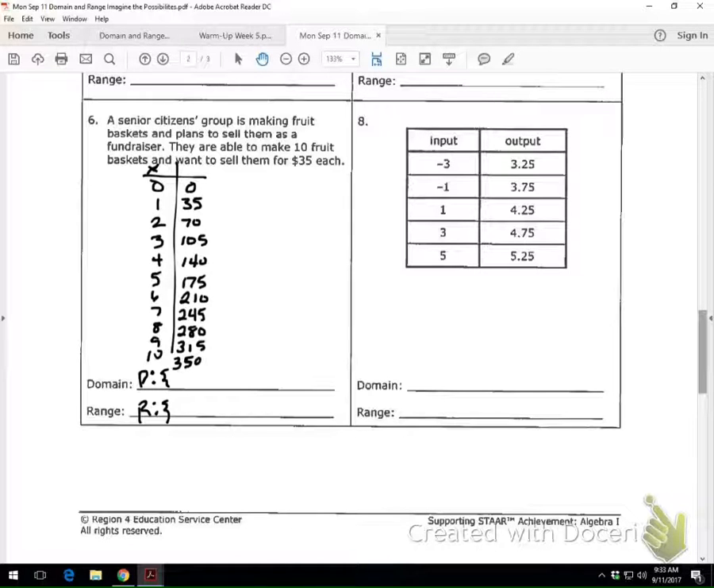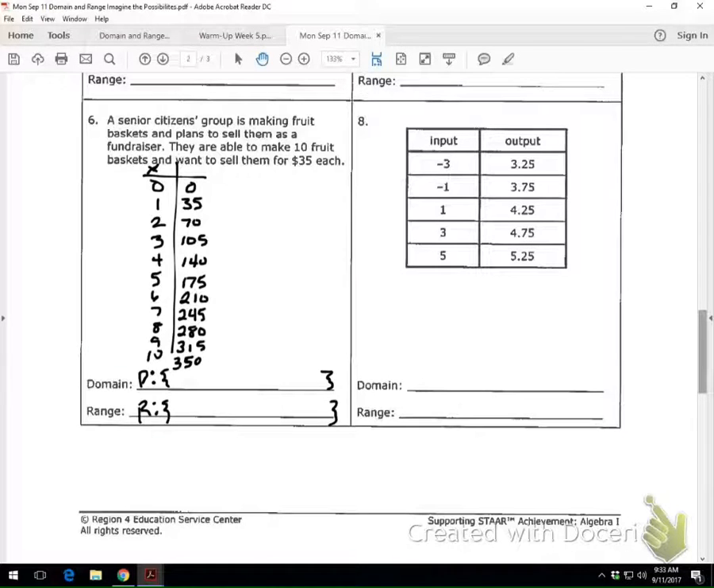Alright, so you would list out your domain 0, 1, 2, 3, 4 all the way to 10. Go ahead and do that. And then put your bracket, and then your range would be your y numbers. Discrete or continuous? Why? Well, obviously it's going to keep going, but remember, continuous, there's an in-between. Discrete, there's not. They have a set price, right?